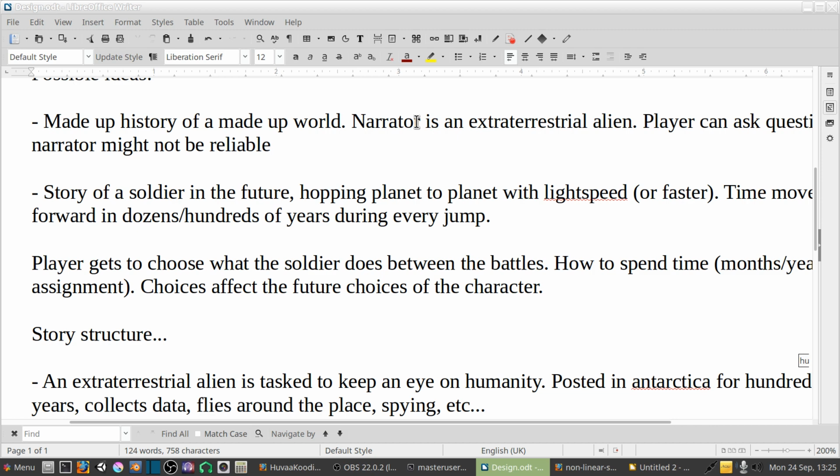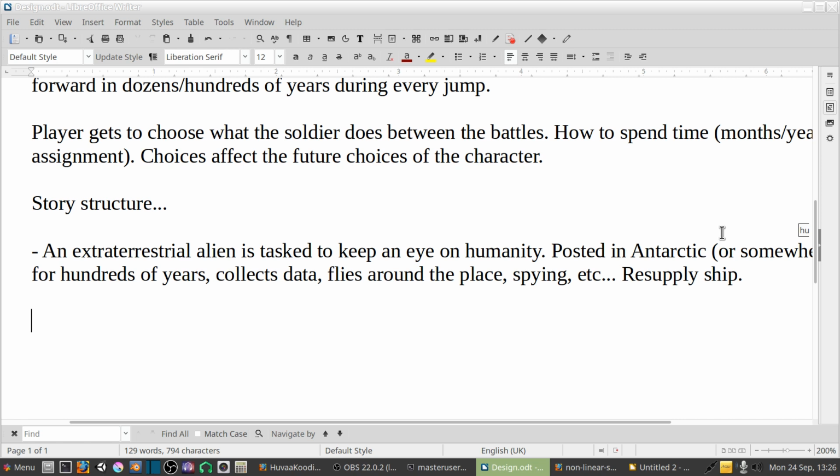So what I could make is the stuff before that. From getting the assignment, flying to Earth, landing in Antarctica. So you get to choose what to do, and you can hibernate if there's nothing going on and so on. And then maybe the mission ends, or maybe the resupply ship doesn't arrive anymore, so maybe it ends the same way as the short story.